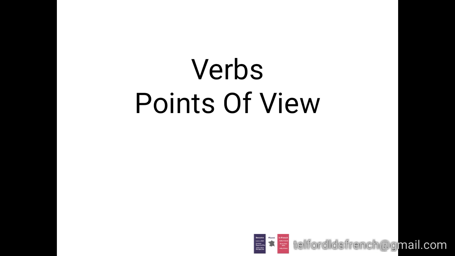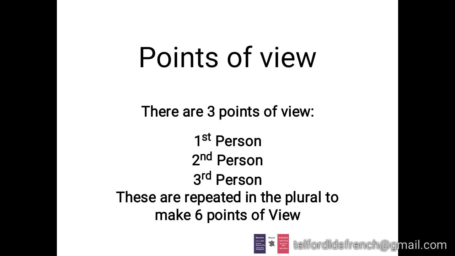Verbs, points of view. When we use verbs, there are 3 points of view that we can speak from. The first person, if the person speaking is speaking about themselves. The second person, if the person speaking is speaking about the person they are speaking to. And the third person, if the person speaking is speaking about somebody else who is not part of the conversation.